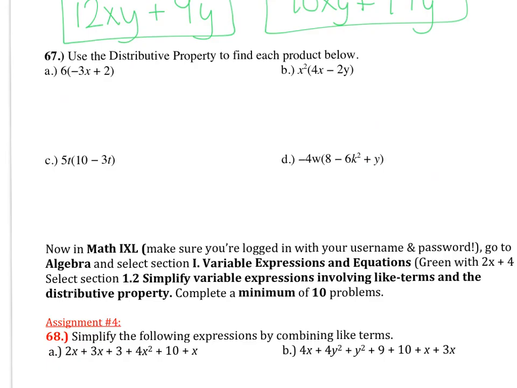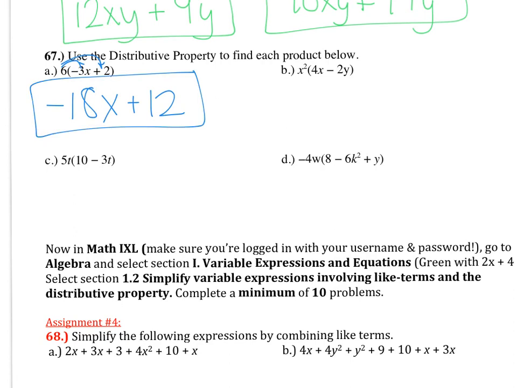Just to see some more examples in number 67. So we're going to take a look at part A. So we're going to multiply inside the parentheses by 6. So it becomes negative 18x plus 12. In part B, we're going to multiply inside the parentheses by x squared. So 4x times x squared is 4x cubed. And then negative 2y times x squared is negative 2x squared y.